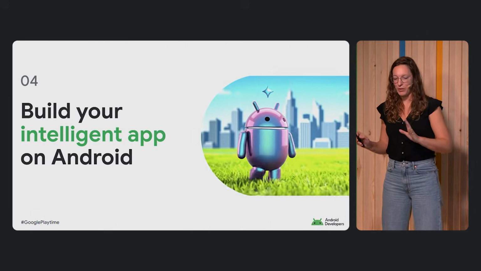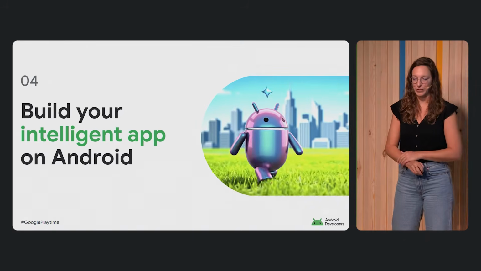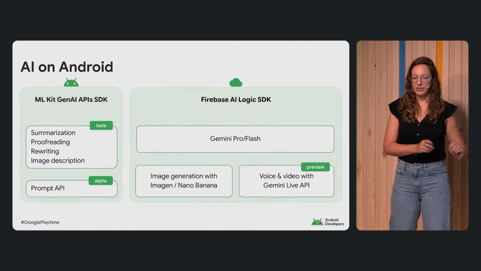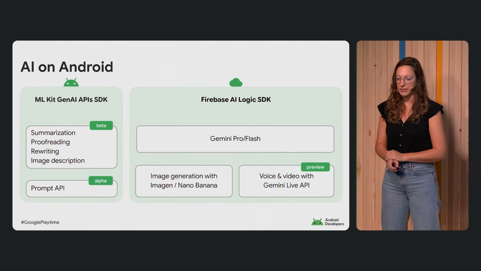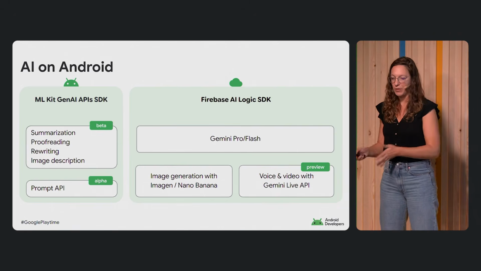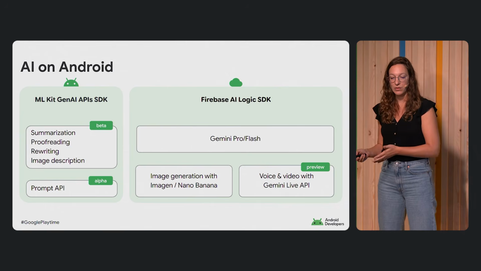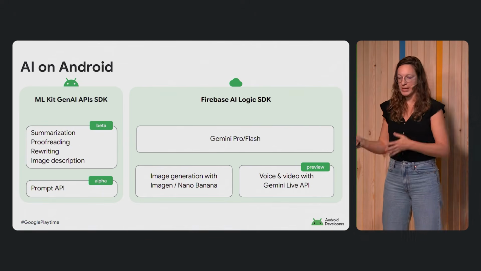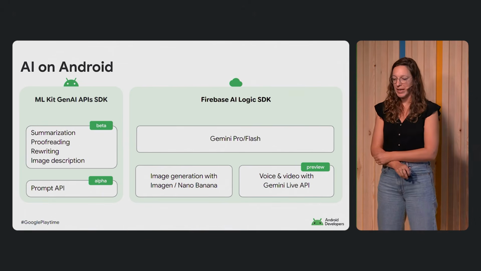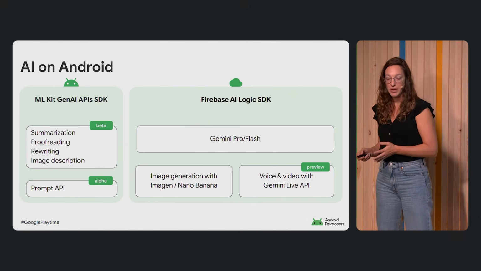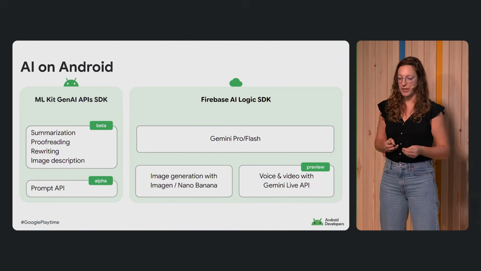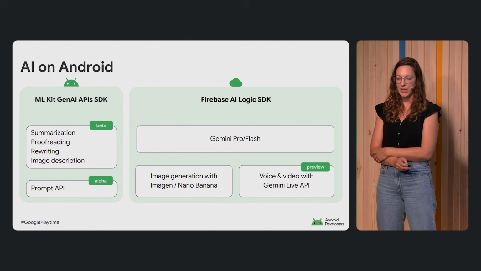So with that, we are done, but I do want to summarize what we've handled today. We focused on using two different SDKs, an on-device SDK on the one hand and a cloud SDK on the other hand. The ML Kit GenAI APIs SDK helps you to run inference on the Android device using pre-optimized use cases, or now also with open prompting. Alternatively, on the cloud, we can use the Firebase AI Logic SDK, which opens up access to the various Gemini models, but also image generation and editing with Imagen, and voice and video using the Gemini Live API.